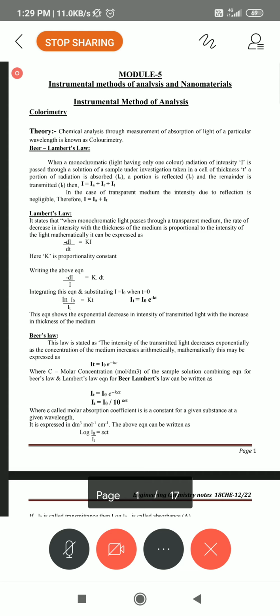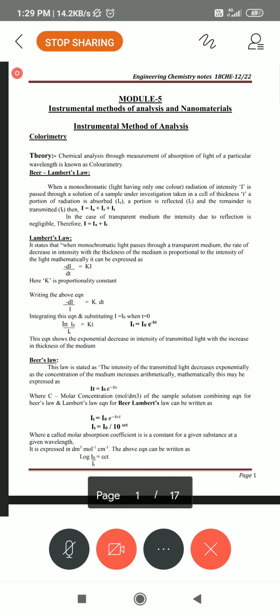Take a cuvette and a light source, take a water sample, and pass the rays through this test tube. Initially I naught, suppose 100 rays are there. If 100 rays are also coming out in the transmitted light, we call it no absorbance, no reflection, only transmission: I naught is equal to IT. It is completely transmitted because it is completely transparent.